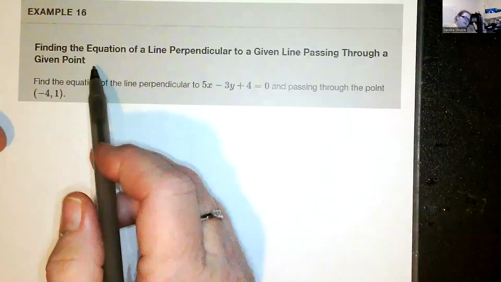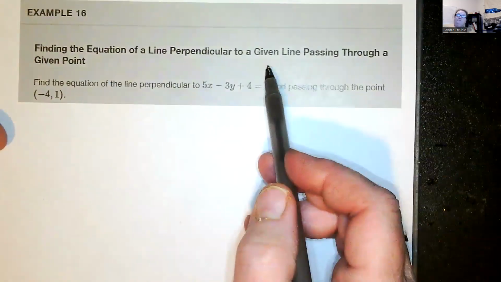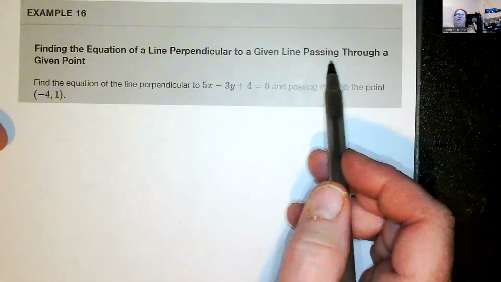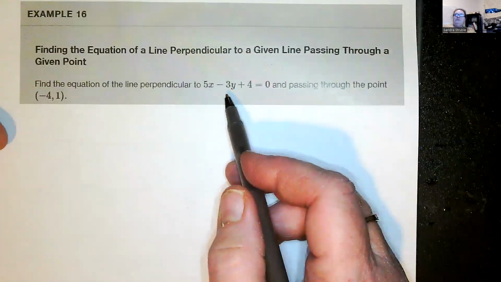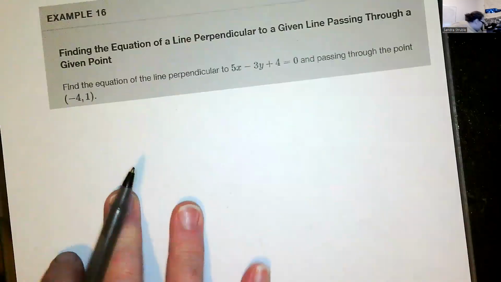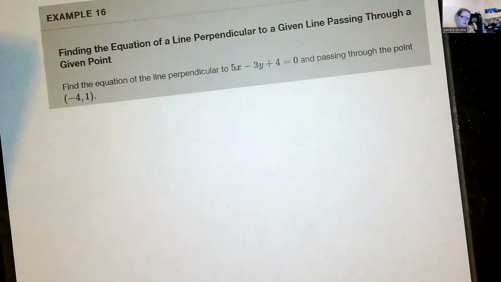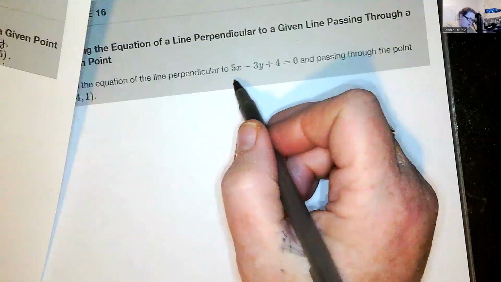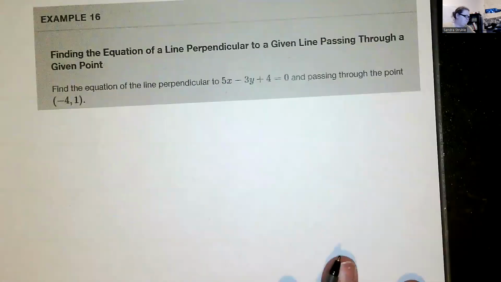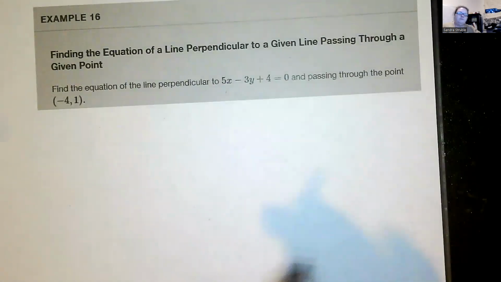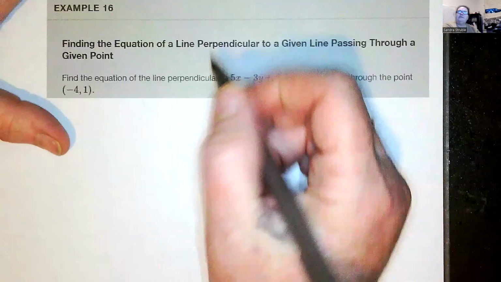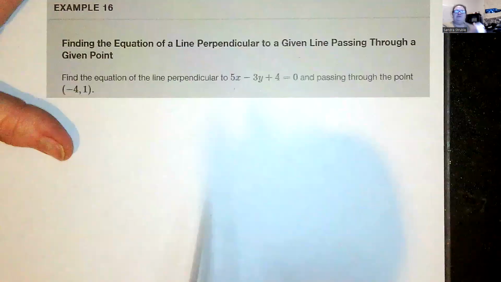All right, finding the equation of a line perpendicular to a given line passing through a given point. We're going to do the same thing, but wait a minute. I don't want to solve for that again, because it looks to be the same, but of course it's not.